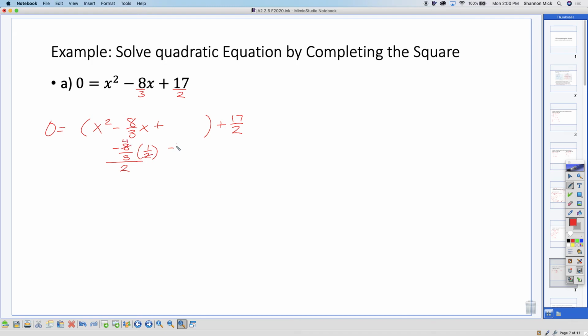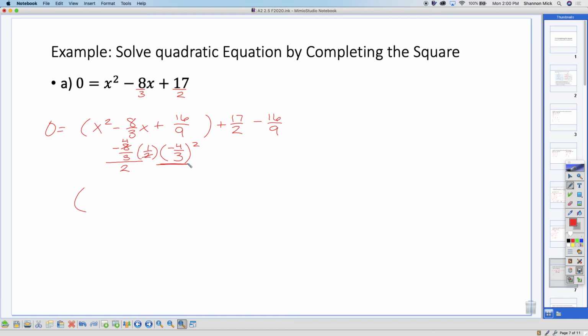I have negative 4 over 3 squared. Just took it slow, didn't I? So that is 16/9. So I added 16/9, and I have to subtract 16 ninths. I told you specifically to make sure to show this work for this reason.